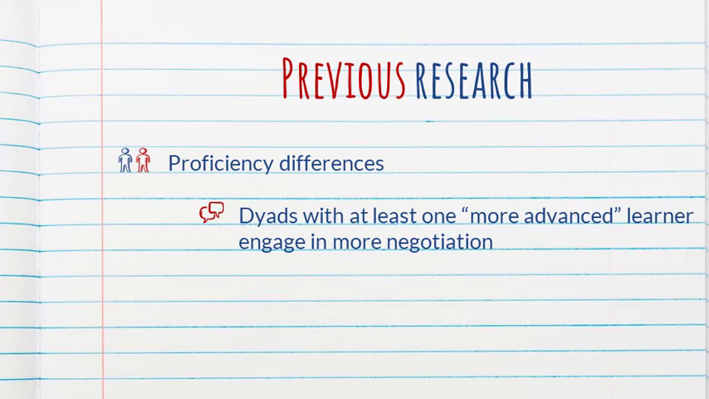Previous research on student interaction has compared student pairs of the same or different proficiency level, and the general trend is that when at least one of the students in the pair is relatively advanced, then there is more negotiation. In other words, if both students have a low proficiency level, then there's not as much negotiation and they tend to leave issues unresolved.